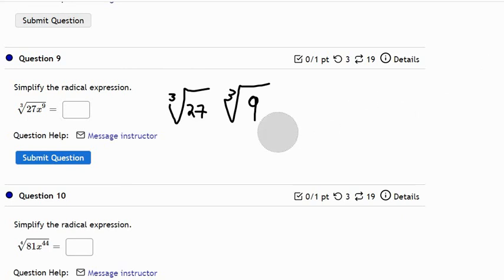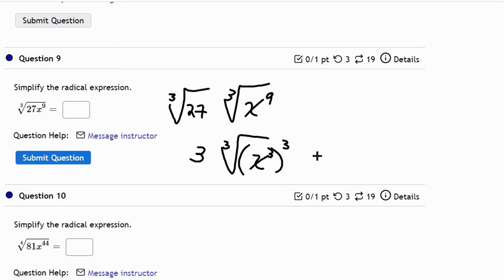So the cube root of 27 times the cube root of x to the 9th. The cube root of 27 is straightforward. 3 times 3 times 3 is 27, so the cube root of 27 is 3. On the other hand, here I have the cube root of x to the 9th. And I'm thinking to myself, what power of x would I need to raise to the 3rd power to get x to the 9th? What does the power have to be here? Well, 9 divided by 3 is 3. So I think this has to be a 3 here.